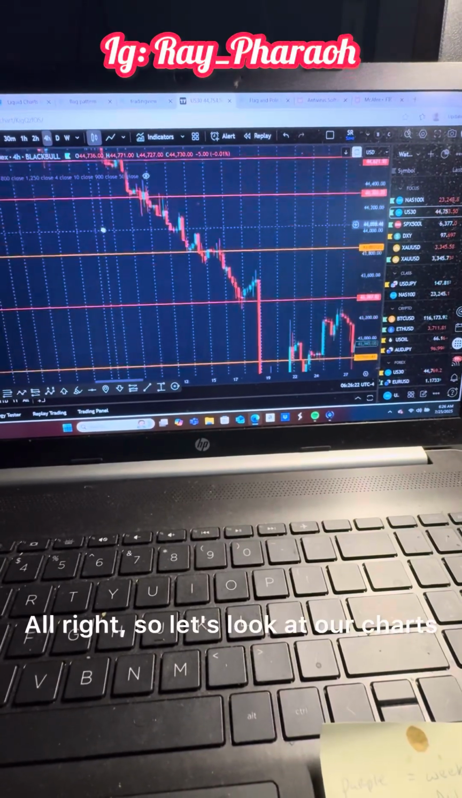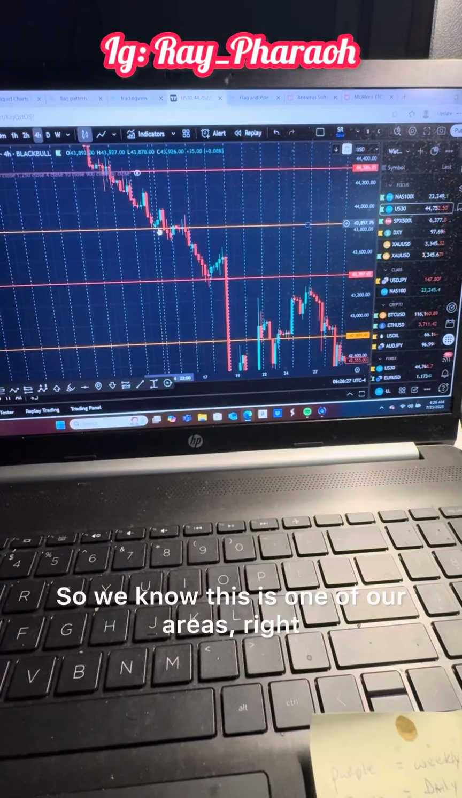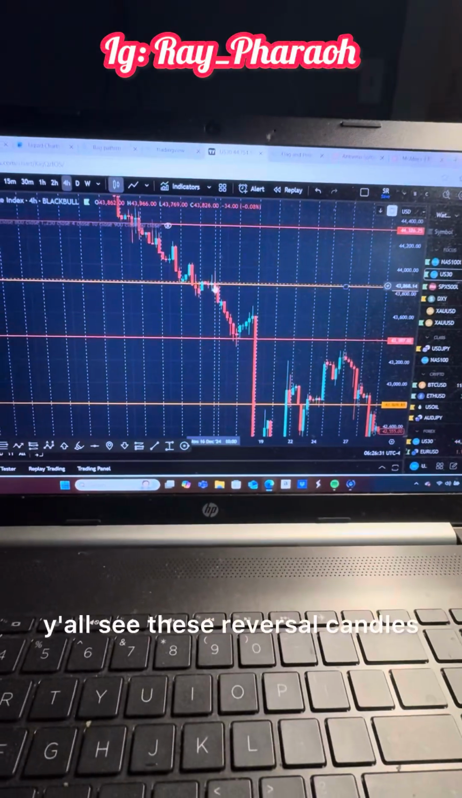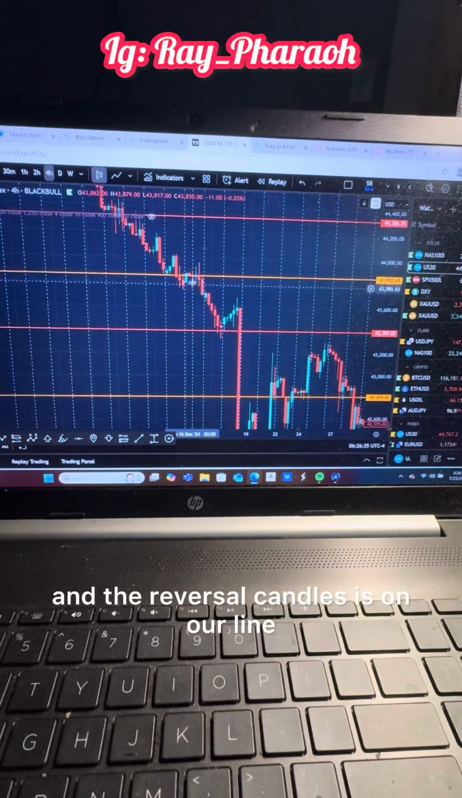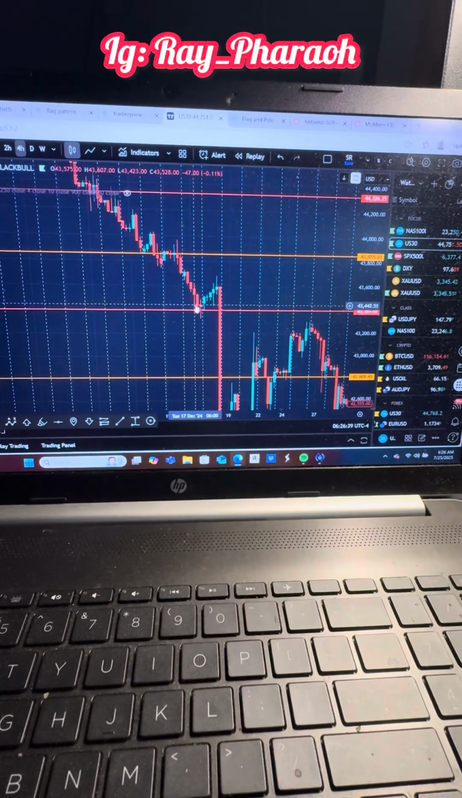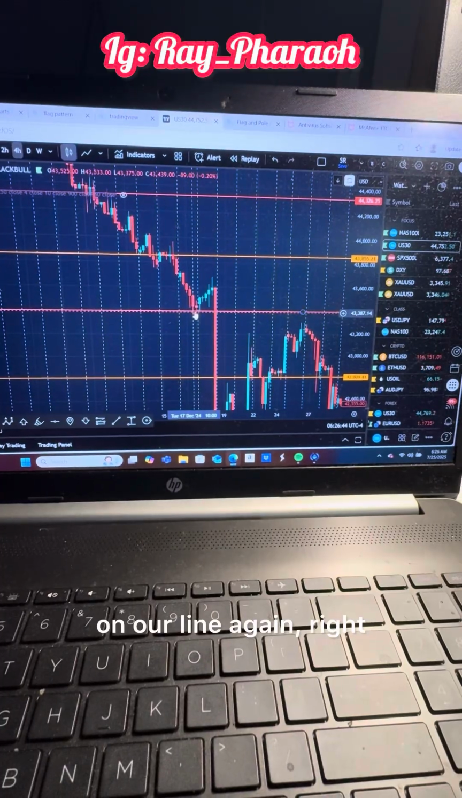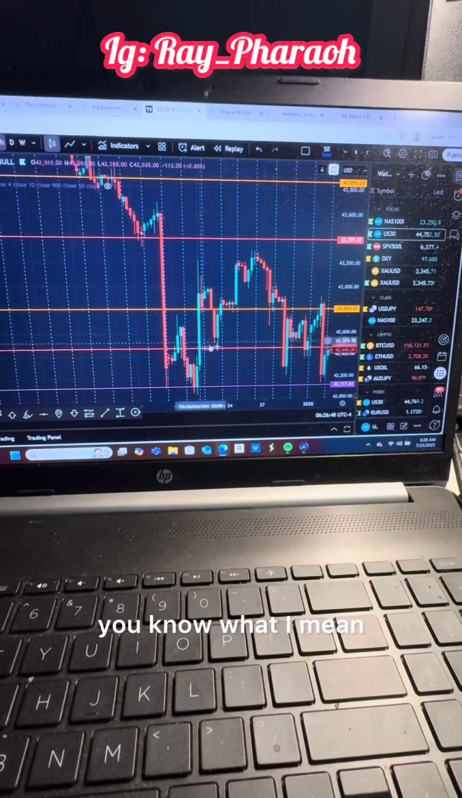All right, so let's look at our charts. So we know this is one of our areas, right? So when it got here, if y'all study the candlestick Bible, y'all see these reversal candles. So it's pushing down and comes up, and the reversal candles are on our line. So if we push down, boom, then you see the reversal candle is on our line again, right? It pushed up a little bit, and so forth.